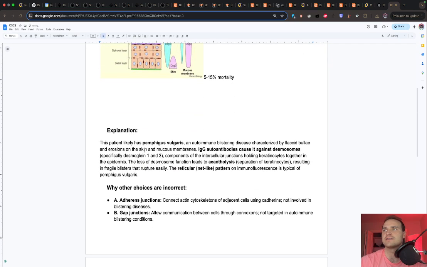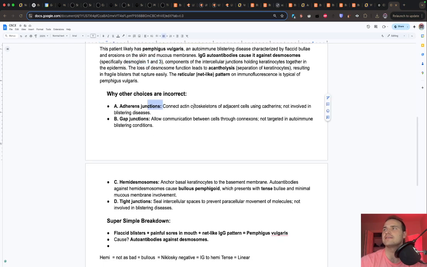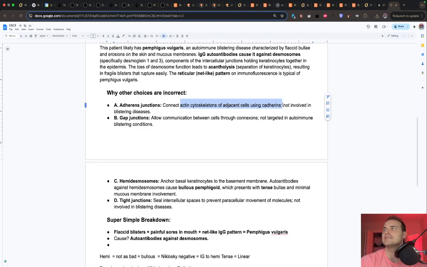Okay, so that's going to be your correct answer: desmosomes, and it's specifically desmoglein 1 and 3. So the other ones are wrong. Adherens junctions connect the actin. They're not involved in blistering diseases. Gap junctions connect through connexons, and they're not targeted here.